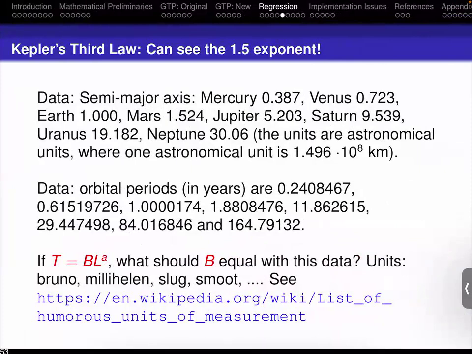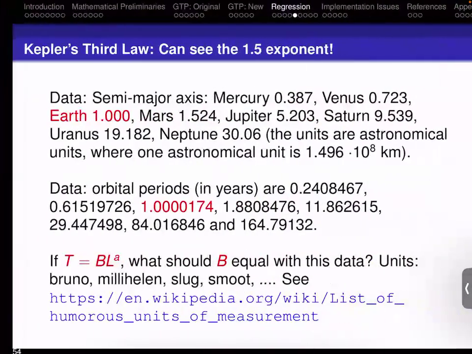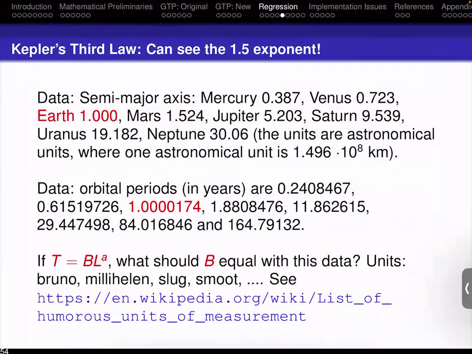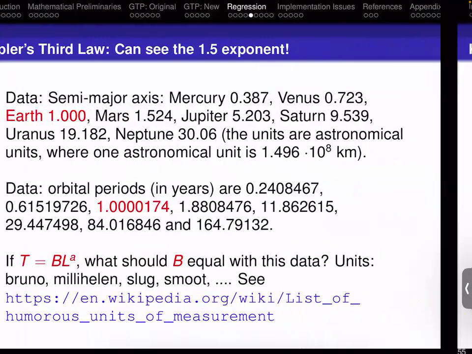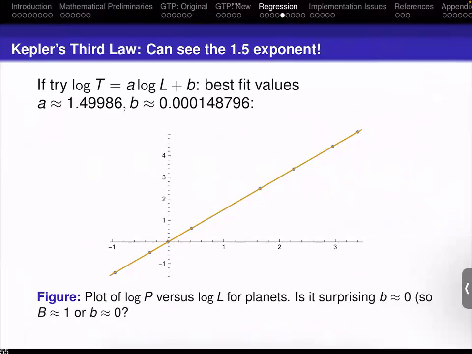Well, if we look at the data for the semi-major axes of the planets, and we look at the orbital periods, we have chosen units so that Earth has unit one for distance and unit one for years, so that our constant b should be approximately 1, and we get a beautiful, beautiful line. So the exponent was supposed to be 1.50, we get 1.49986. That's not bad.